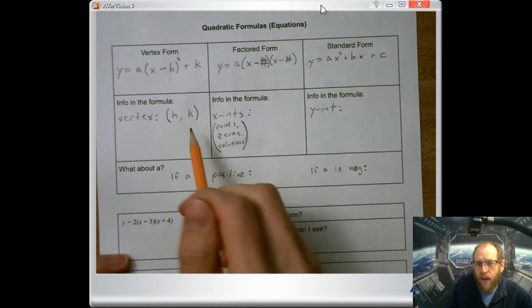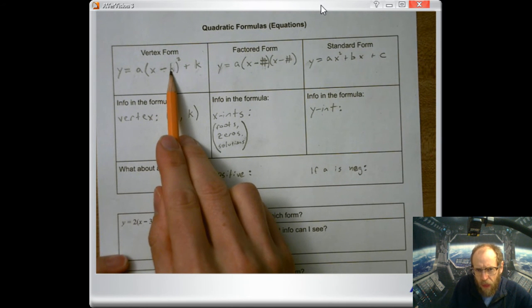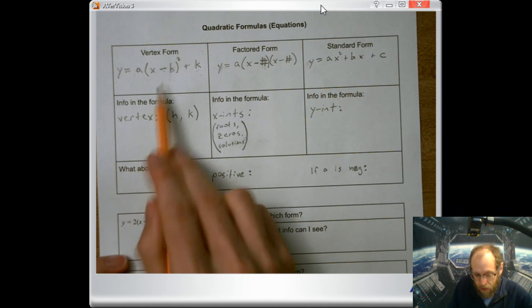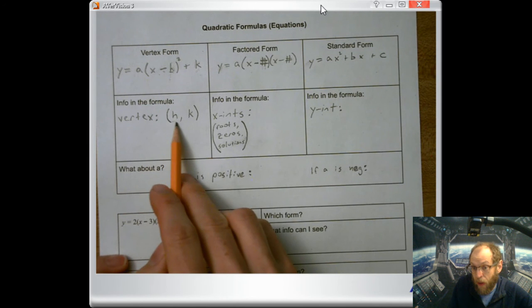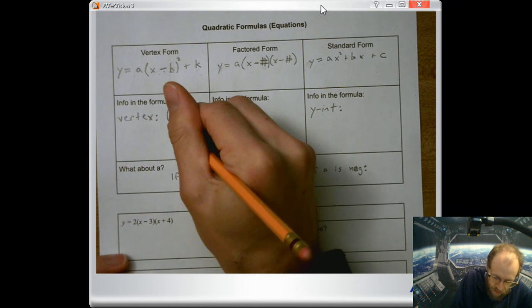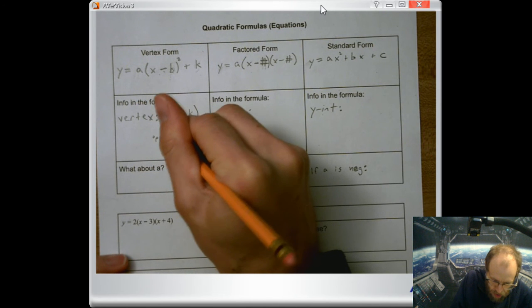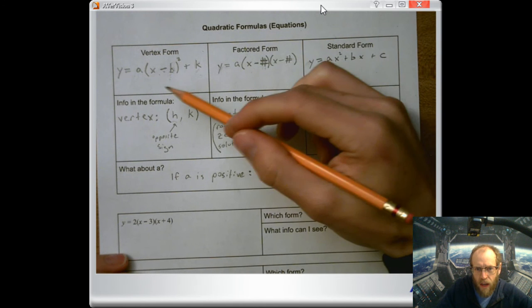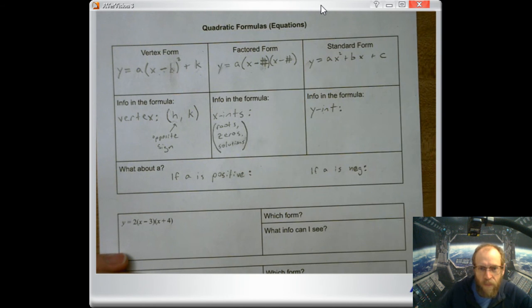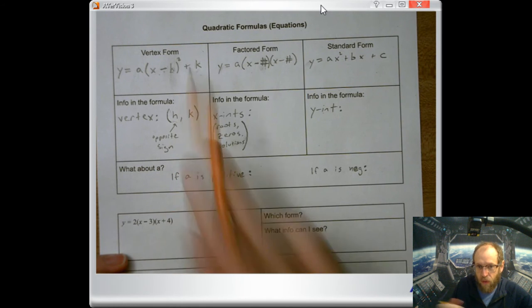Now, one important thing to point out here, because there's a minus in this formula, this number always has the opposite sign that it does here. So if it says x minus 3, the minus is part of the formula, but the 3 is a positive 3, and that's h. So this always has the opposite sign because of the minus in the formula. So that's something to look out for there. Not an issue with the k, because there's a plus, not a minus in the formula.